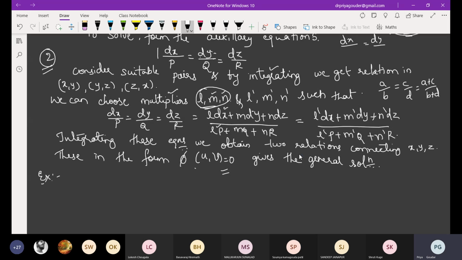It will be clearer when I take the example. Write down: solve the following equations. Again, they will not mention that you have to solve it by Lagrange's method only. When you see the example, you will come to know if you have practiced properly. Write down px plus qy is equal to z.